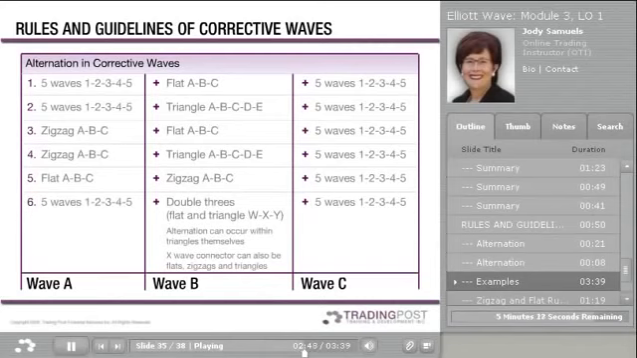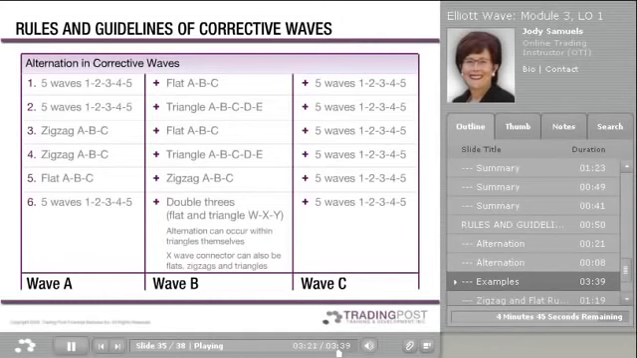This is the summary slide. Notice from this slide that this list is not exhaustive. In other words, there are more patterns that can be substituted. Just keep an open mind that not all corrective sequences will be a simple ABC 3-wave sequence. For example, combined zigzag patterns are often found in the wave A position. Combined patterns with a triangle at the end are usually found in the wave B position.